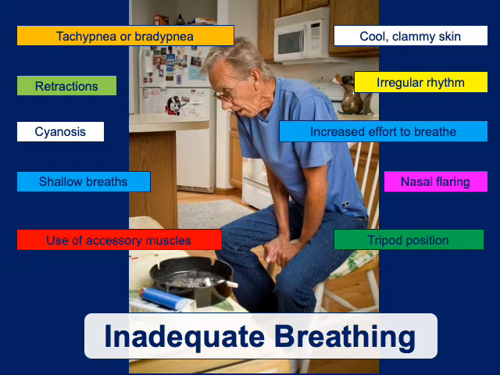Cool, clammy skin. When your body perceives that this person is having problems breathing, it sends messages to the central nervous system, to the brainstem, and the brainstem tries to keep the person alive by increasing the respiratory rate, their effort, the amount of muscles that they use to breathe. They add in more accessory muscles to breathe harder and faster to try to maintain some type of fairly normal oxygenation. But in doing this, it releases adrenaline.